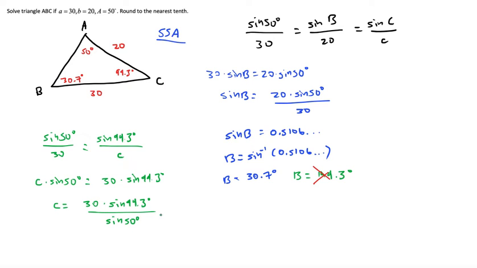Just a quick reminder, do not round any intermediate steps. Just enter this in your calculator as you see it. 30 times the sine of 99.3, enter. Divide that answer by the sine of 50 degrees. You should get 38.6 if you round that. That's going to be side c.